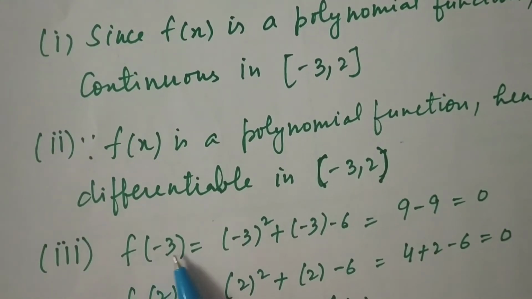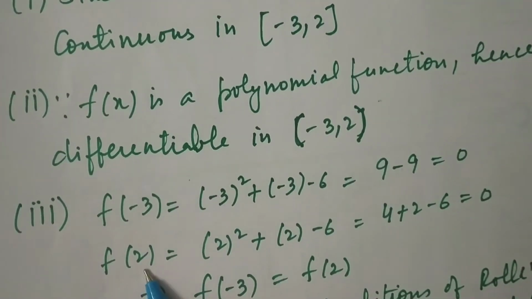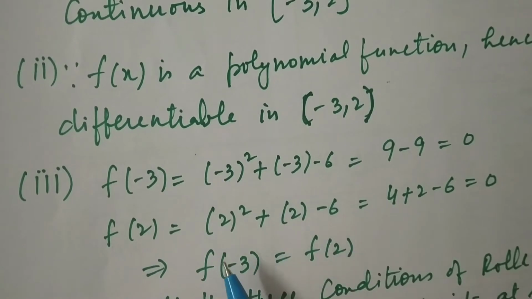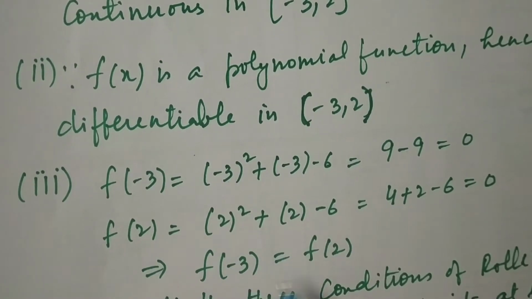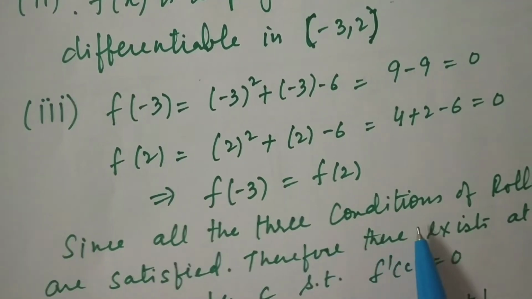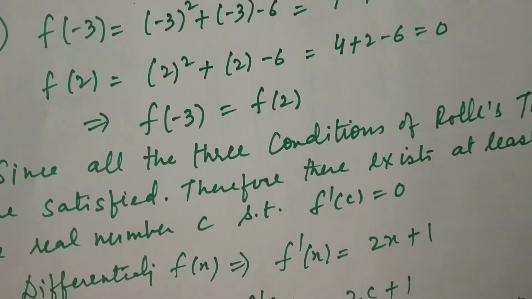Now we find f(-3), which comes out to be 0, and then f(2), which again comes out to be 0. Thus we can see that f(-3) is equal to f(2). So all three conditions of Rolle's theorem are satisfied.